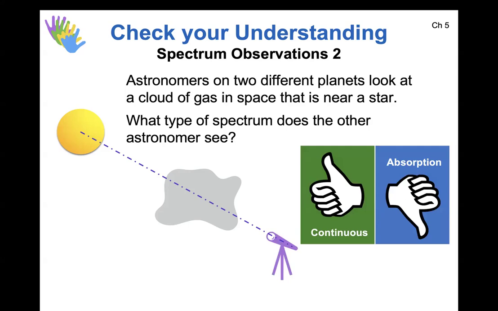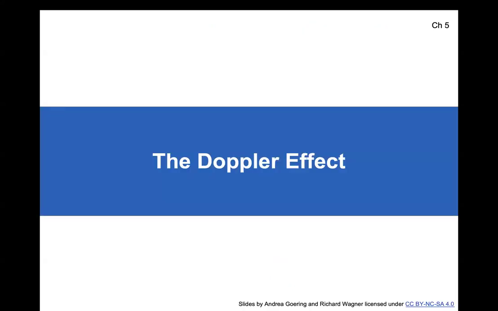So the other astronomer that we left off, we already said they see an absorption spectrum. They don't see a continuous spectrum because the gas is in the way. You would only see a continuous spectrum if you have an unobstructed view of a black body.